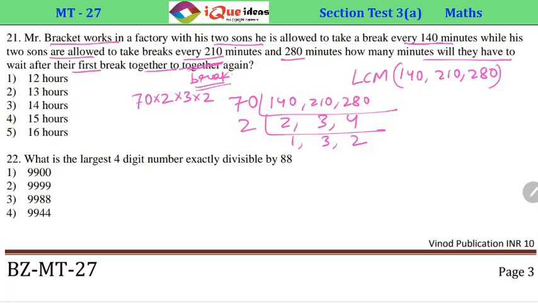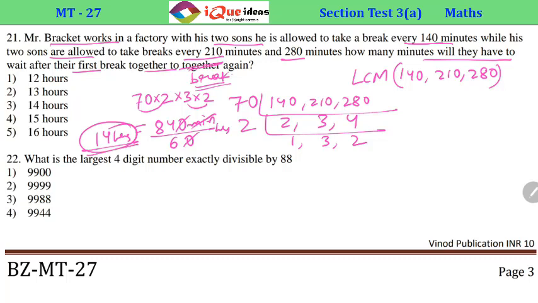Alright, so you can see very clearly this is in minutes. So 3 into 2 is 6 and 7 into 2 is 14, 6 is 84. So it is 840 minutes. If you divide by 60, it will give us in hours, right? So 84 by 6, that is 14 hours. That means after 14 hours, their break will occur together, right? So answer is 14 hours, third option.